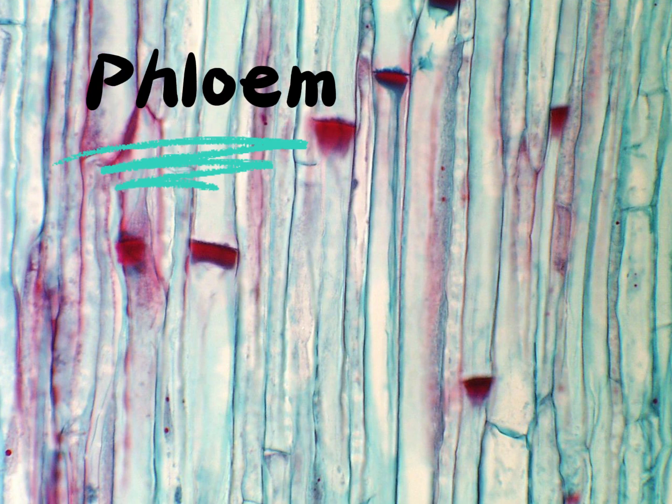Now, phloem is responsible for the transport of food materials. This would be mainly sucrose and amino acids. These materials are made by the plant in the photosynthesizing tissues like leaves and then transported to non-photosynthesizing regions in the plant. Then they can be used in respiration or other metabolic processes.